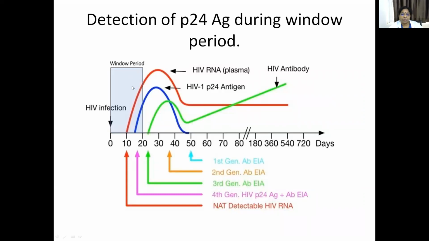In the window period, there will be no antibodies. Antibodies are formed after 20 days or after 12 weeks only. The antibodies start appearing in the patient's serum.